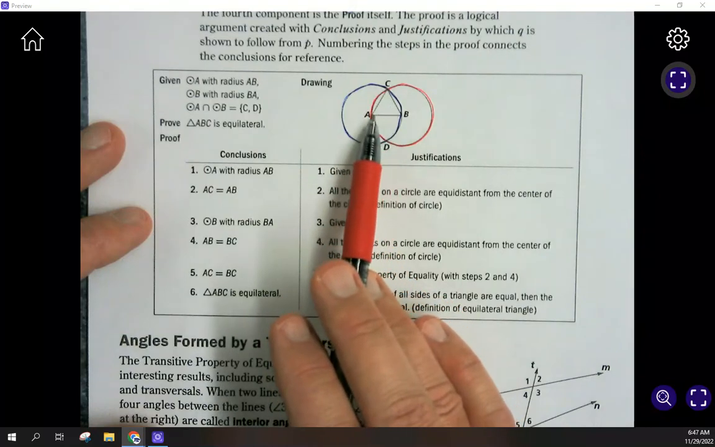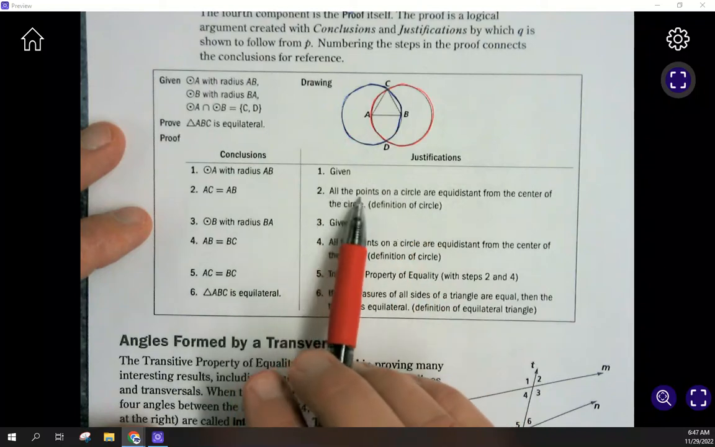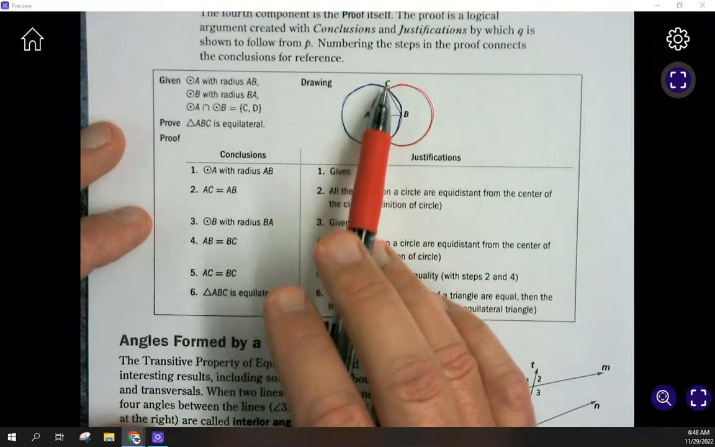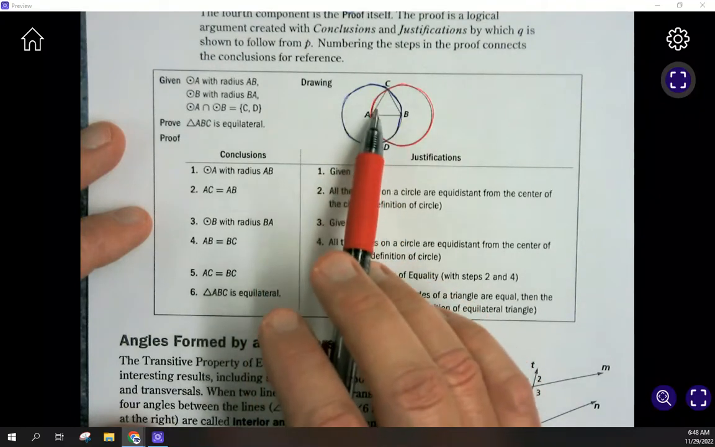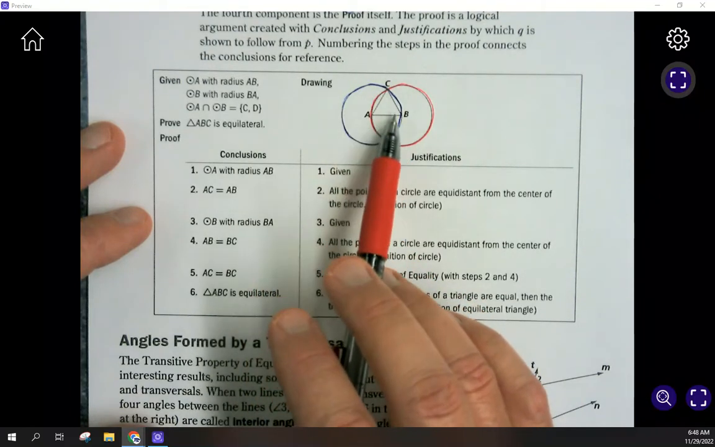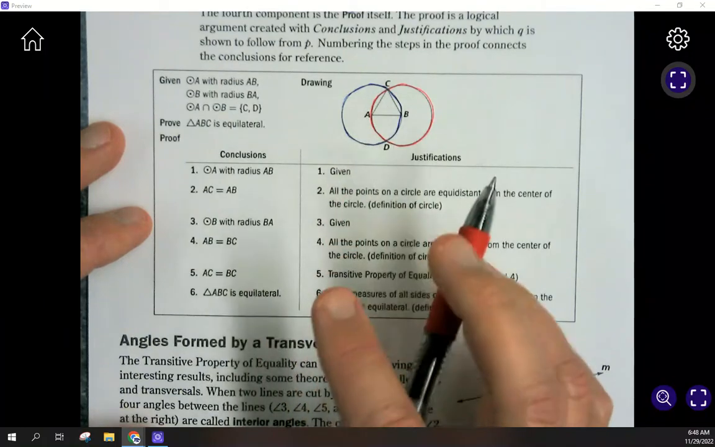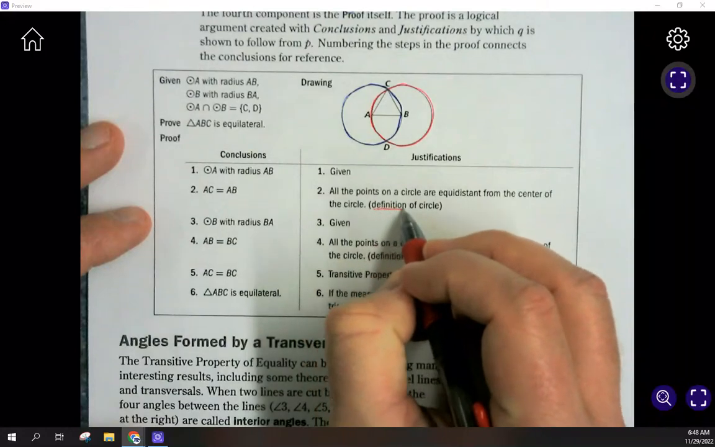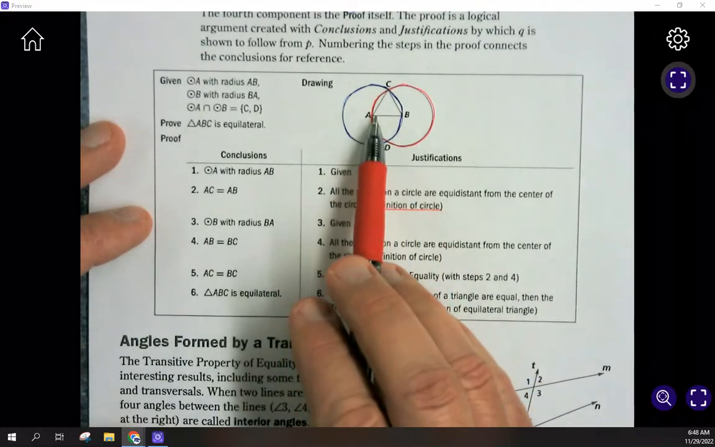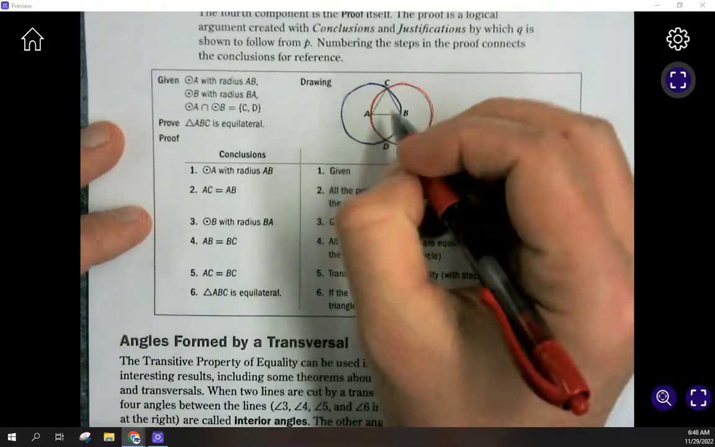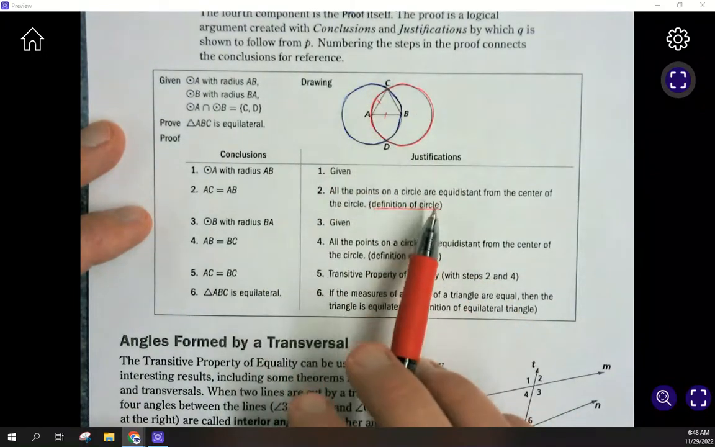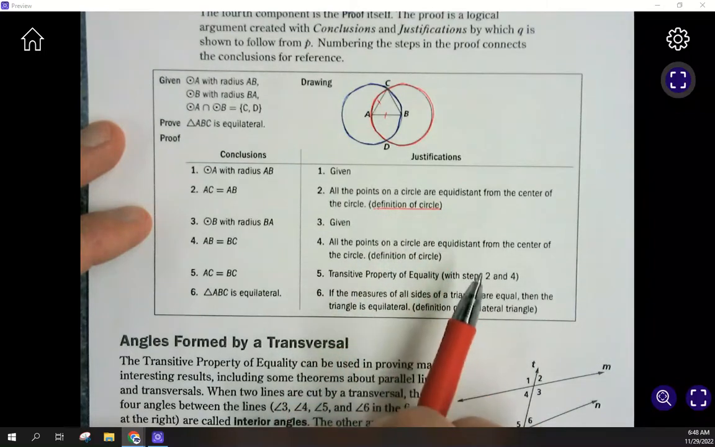We already talked about this. AC is going to equal AB, because each one of those is the radius of a circle. It says all the points of a circle are equidistant from the center of the circle. Like we said, the outside of the circle to the center is the same in every direction. Therefore, we know AC is equal to AB. Now, you wouldn't have to write out this sentence like this. You could just put this fact right here: the reason I know that this equals this equals this is because it's the radius of the circle. It's the definition of what a circle is.